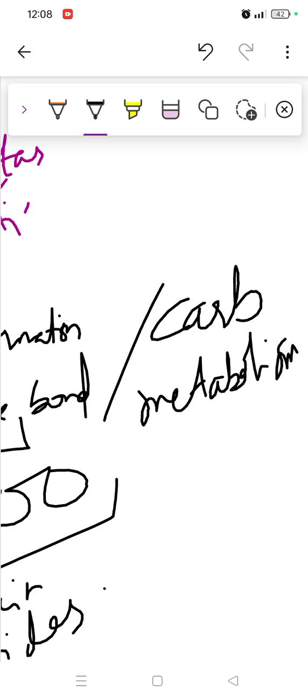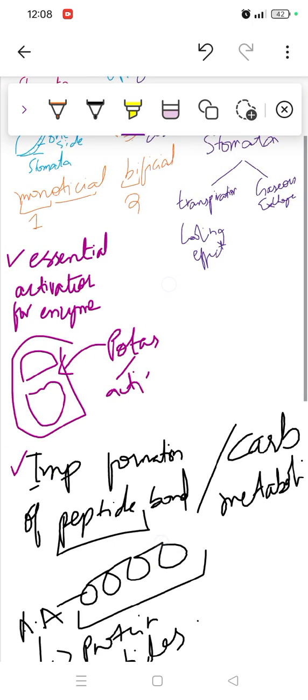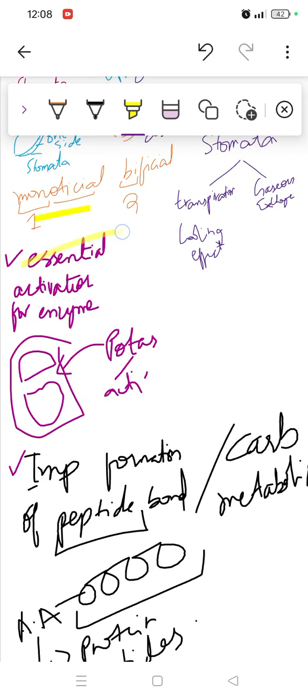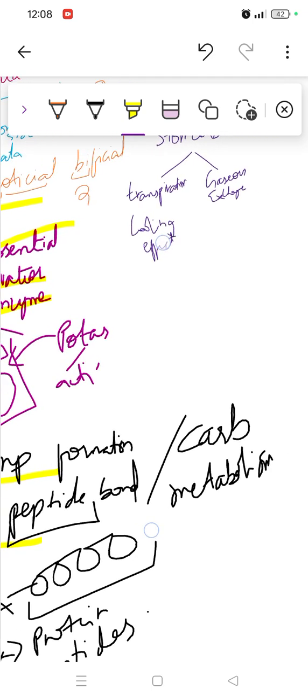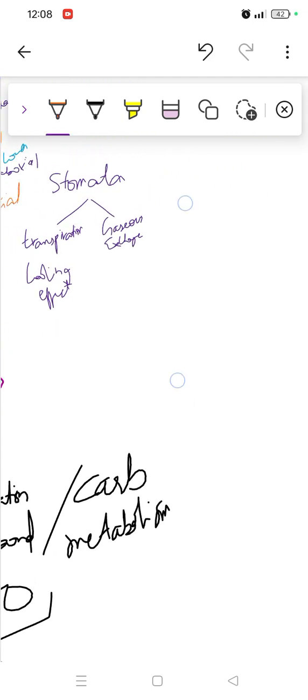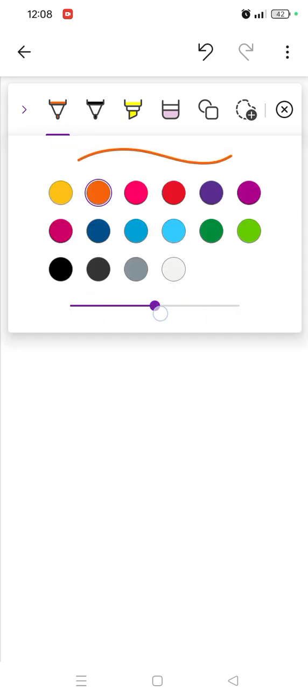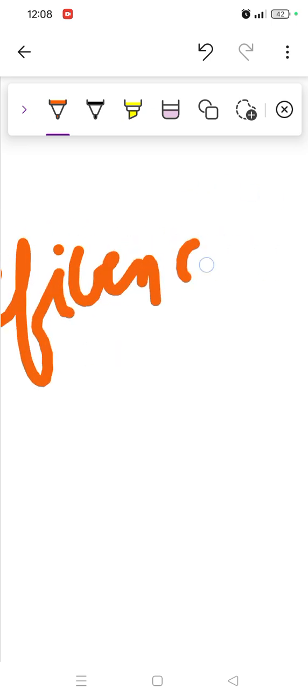If you summarize all the points, potassium has a role in stomata, it is an essential activator for enzymes, and it is important for the opening and closing of stomata. All things are here, but of course, now let's look at deficiency. What if we don't have potassium in plants? Let's see what will happen if plants don't get potassium in the required amount.